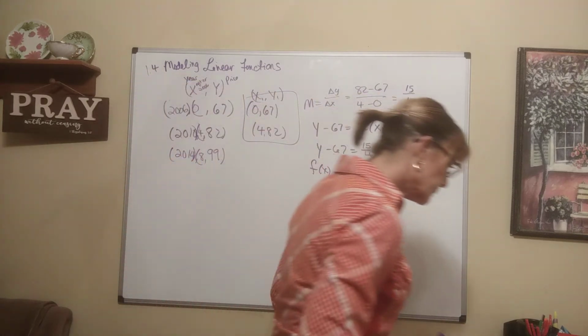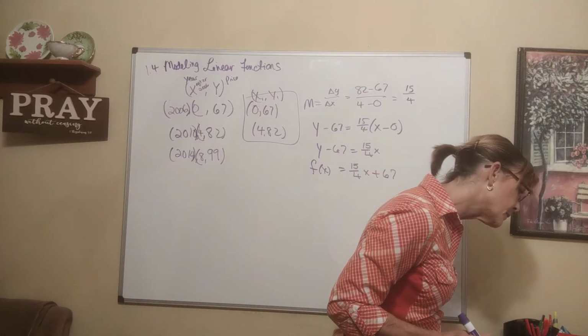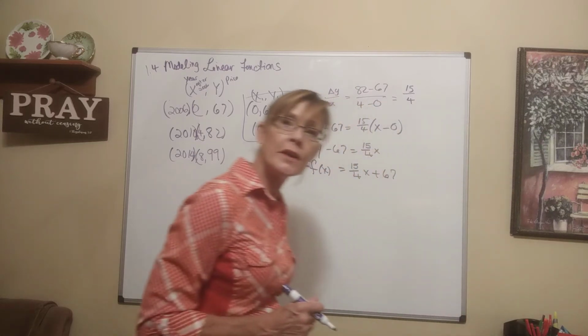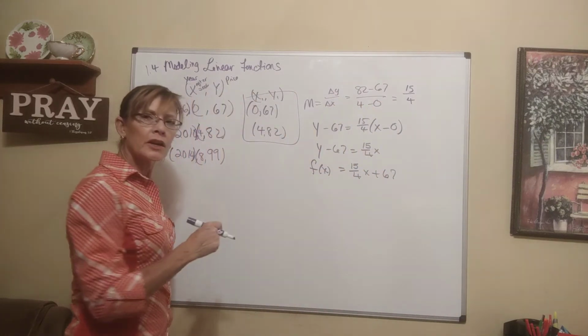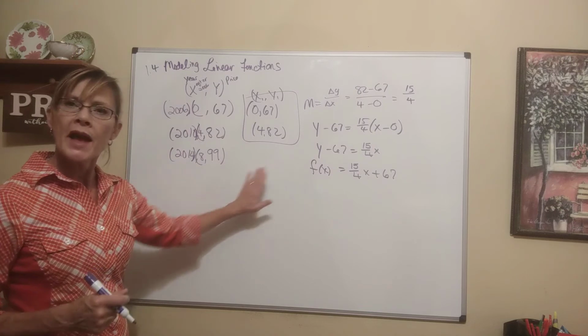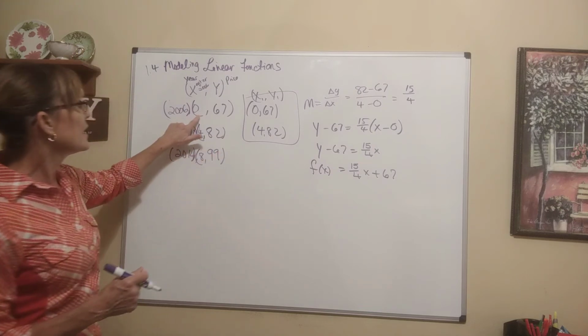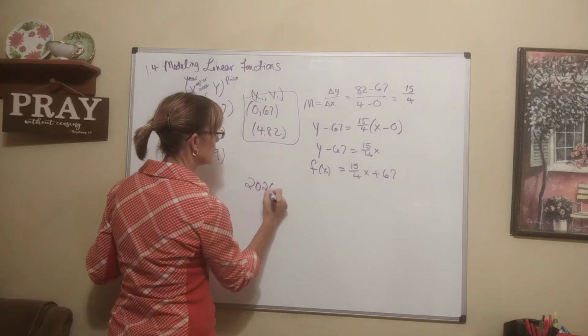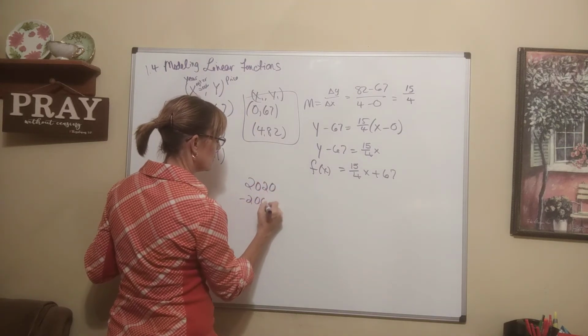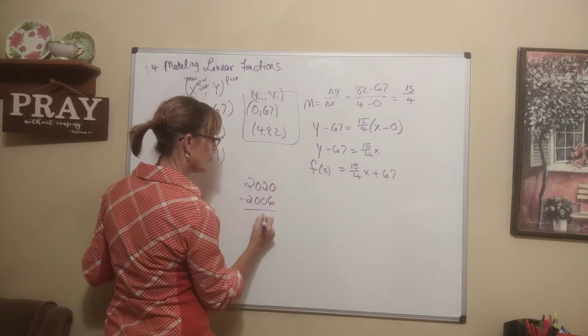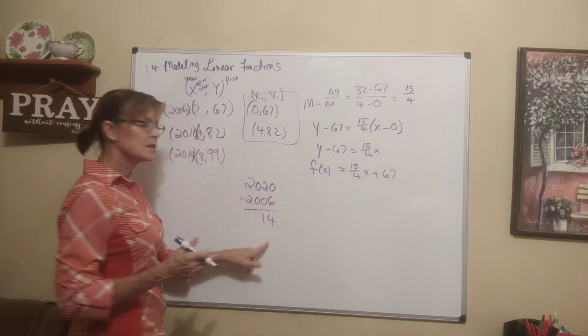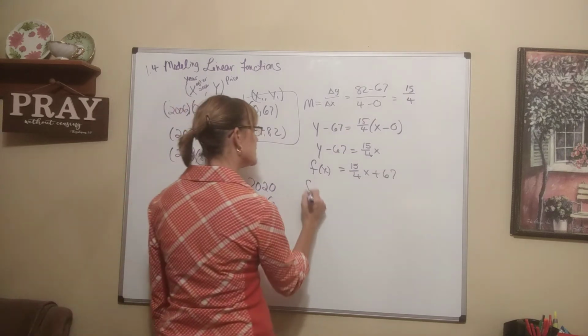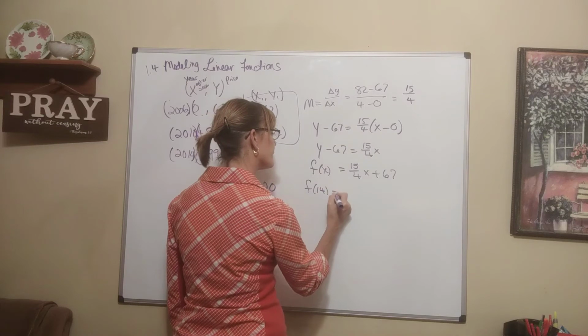Now what did they say? They said use the given data, predict the ticket price for 2020. So how many years have passed since we started taking data in 2006 if we're in 2020? And we are in 2020. All right, how many years have passed? 14 years have passed. So this is what our x value is going to be. What is f of 14?